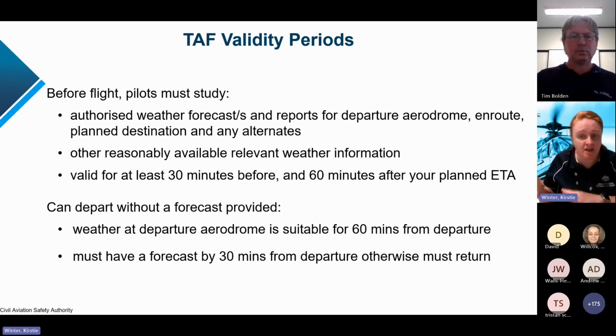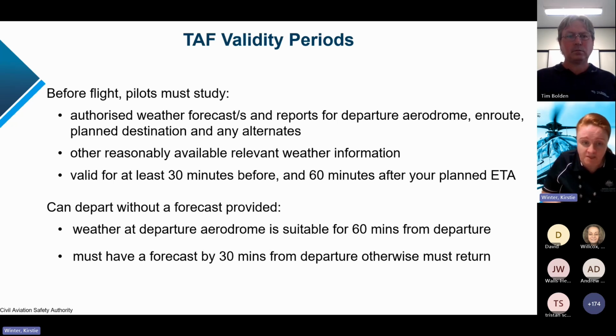Now, for aeroplanes by day or night, or for helicopters by night only, the cloud-based ceiling of 1,500 feet AGL, visibility of 8 kilometres, and when the aerodrome forecast is not available, then you must make provision for a suitable alternate that has an available forecast. Now, you can see on the slide here, it says you can depart without a forecast provided whether at your departure aerodrome is suitable for 60 minutes from departure, and you must have a forecast for 30 minutes from departure, otherwise you must return. All right, so let's move on.